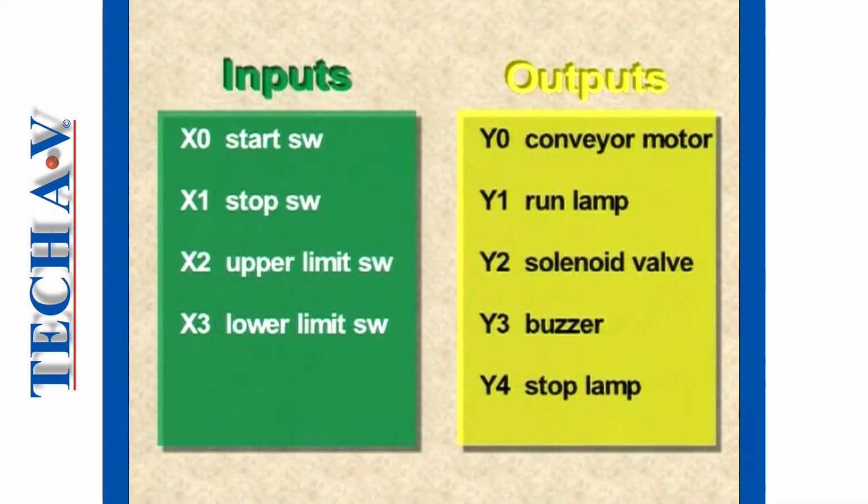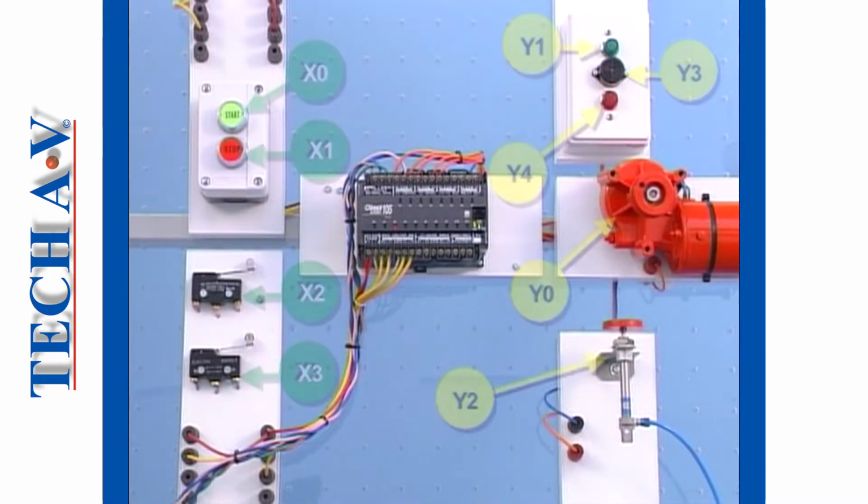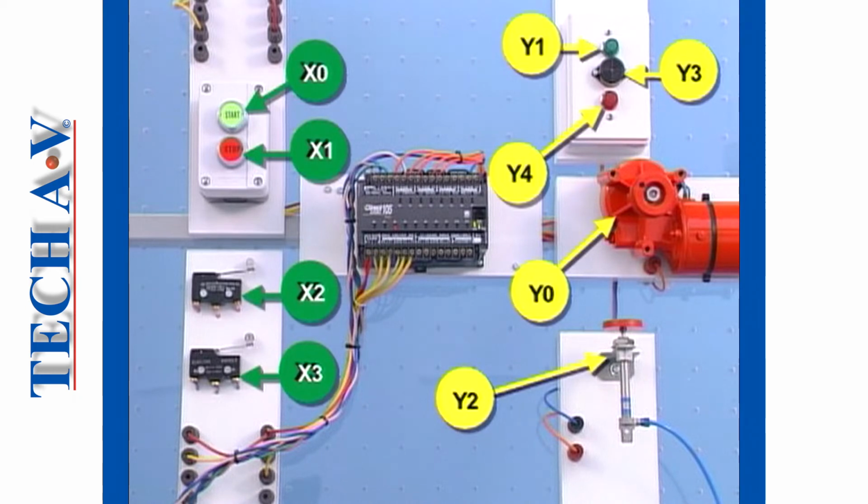Now, if we think of the block sorting machine as a collection of input and output devices, it will help us understand the importance of having specific addresses for each input and output device connected to the PLC. The assignment of input and output devices and their address locations is shown here.